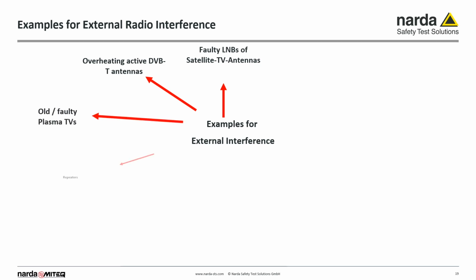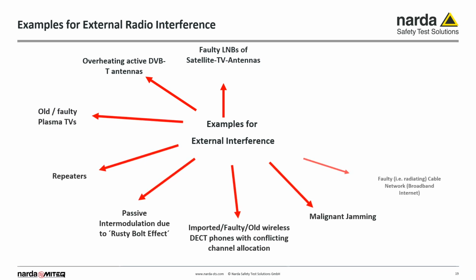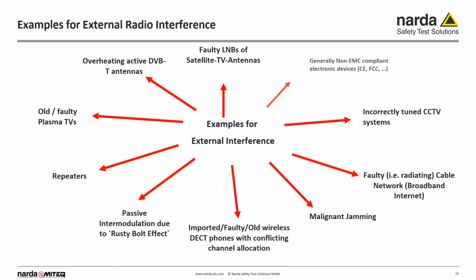External radio interference can take numerous appearances. Old, faulty, non-EMC compliant electronics, signal repeaters, jammers or transmitters with the wrong frequency allocation represent just a small extract of sources for non-desired radio signals degrading mobile networks. The more the electromagnetic spectrum densifies for radio applications, the more the risk for interference issues increases.